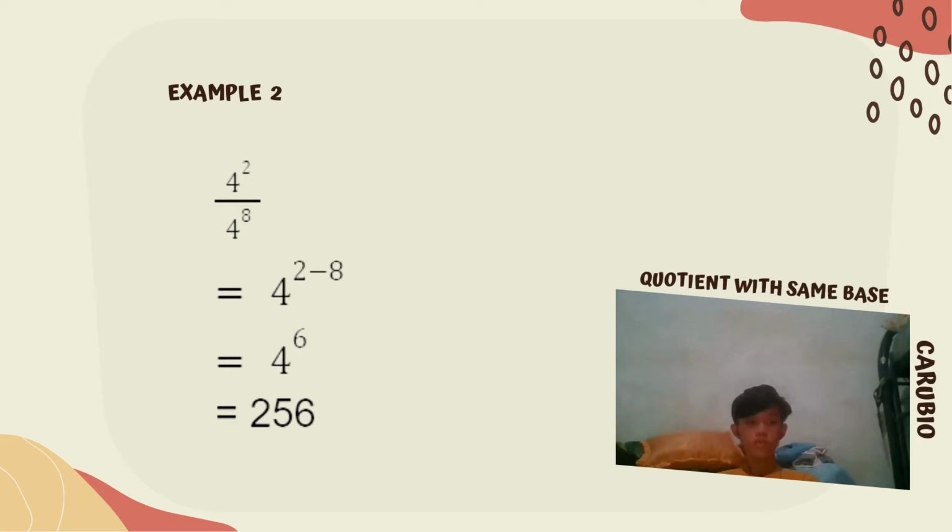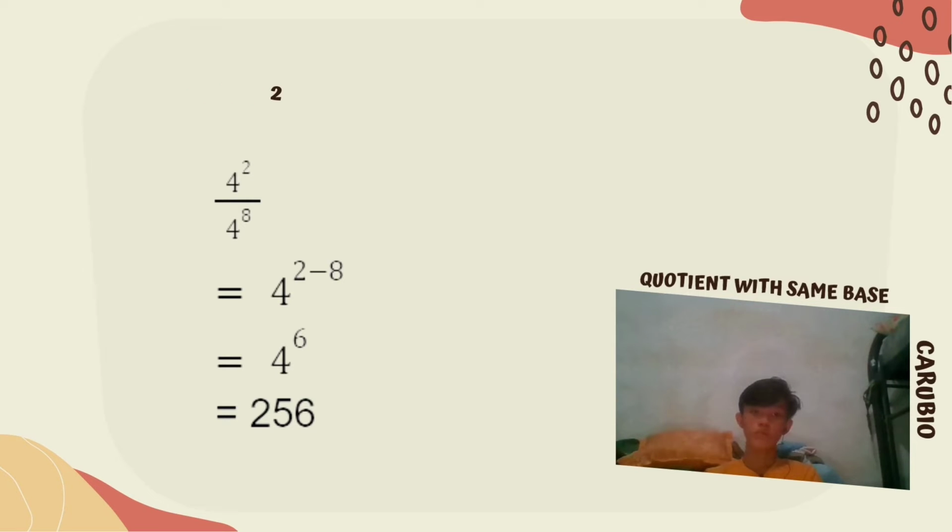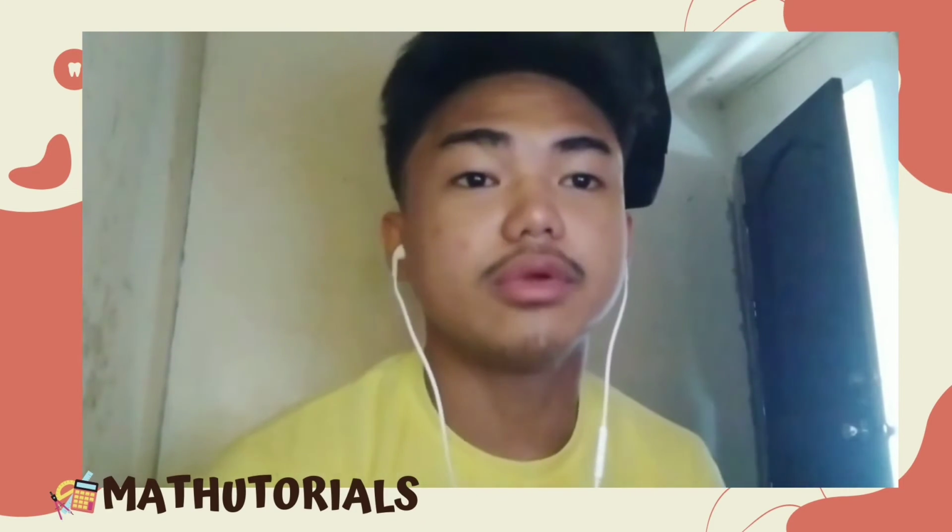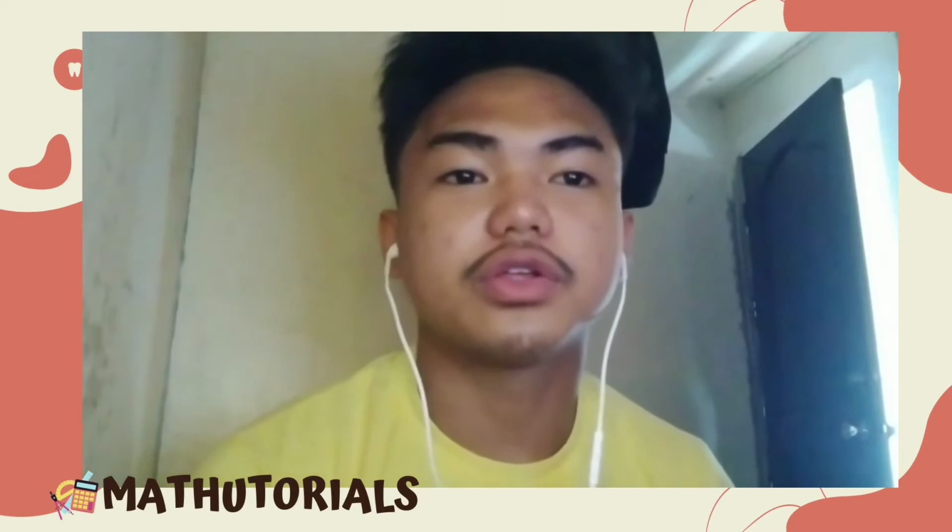Four squared divided by 4 to the 8th power. So again, to solve this, let's subtract the exponents since it's the same base. It will be 4 to the power of 2 minus 8, which is equal to 4 to the 6th power. Then simplify. The final answer is 256.